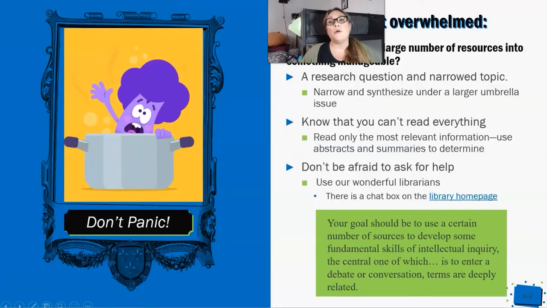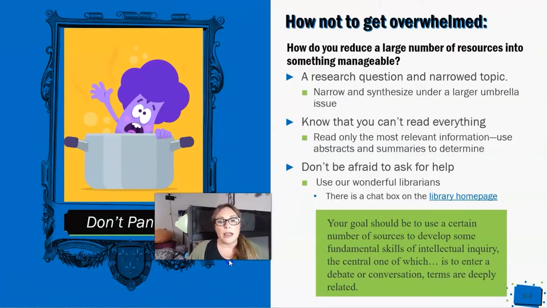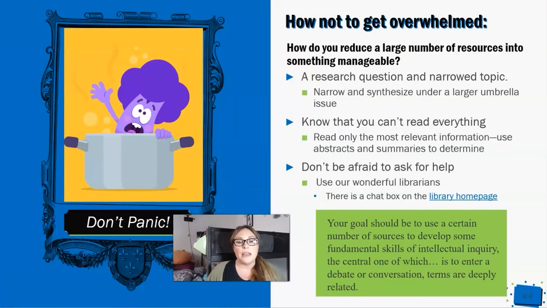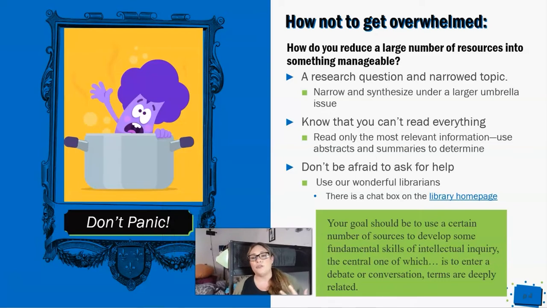All right, how not to get overwhelmed. I think this is what happens most of the time for students, is that they start to panic. They're like, there's so much information, I can't deal with this. So how do you manage that amount of resources, that much information? Well, it's hard, even for me, right? A research question is one of the things you can use, and a narrowed topic. A lot of students are really afraid you're not going to be able to fill out all of the pages, right? 7 pages. But actually, a very broad, huge topic is harder to do because you have so much information that it's difficult to sort through, synthesize that information, okay?